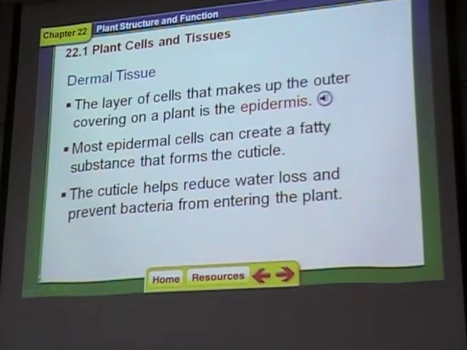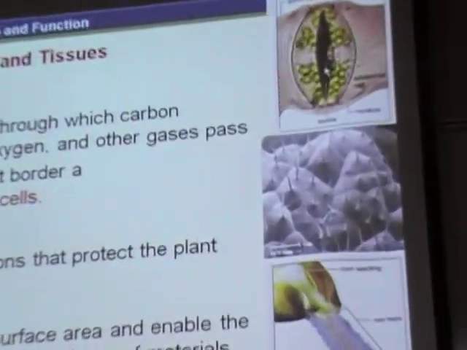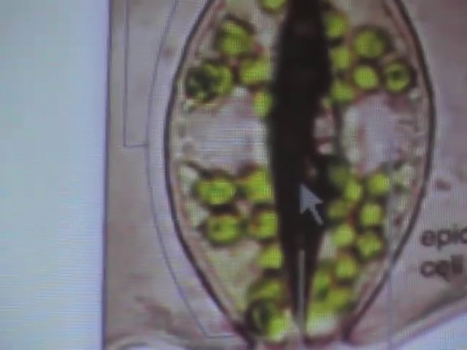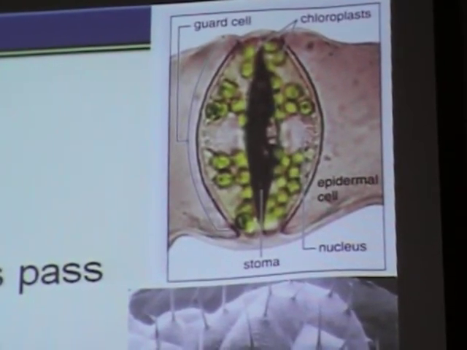The epidermal cells do other things. Here we see a stoma, which is the little thing that opens and closes to suction in carbon dioxide and let out oxygen.